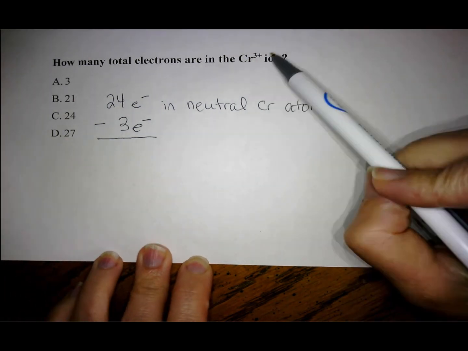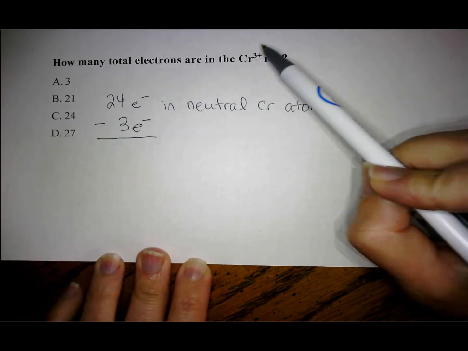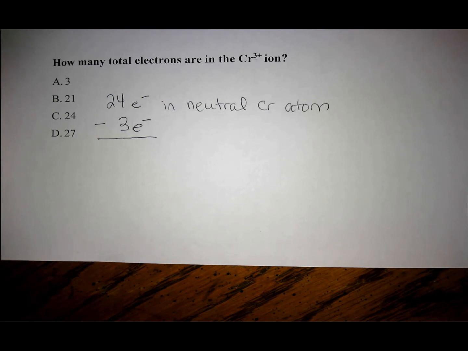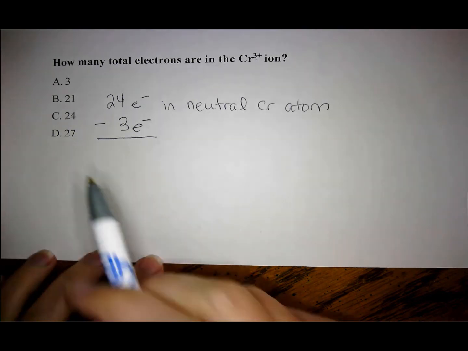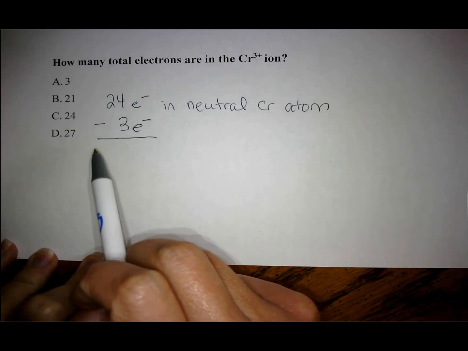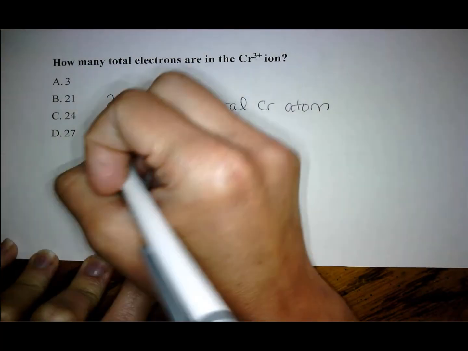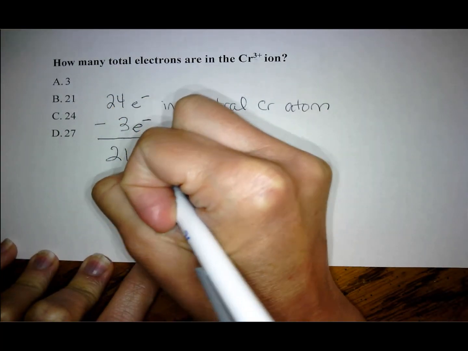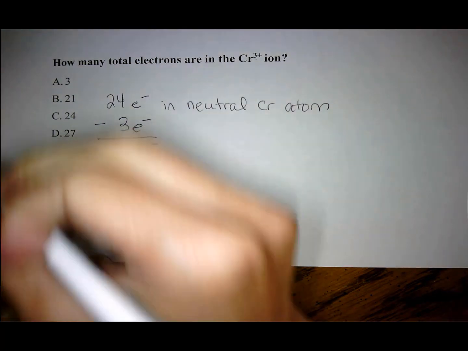I know it's confusing because there's a plus symbol here, but that's not telling you to add 3. It's telling you that the charge has an overall +3. So we've got 24 minus 3. It's lost 3 electrons, and that gives us 21 electrons in the ion, which is B.